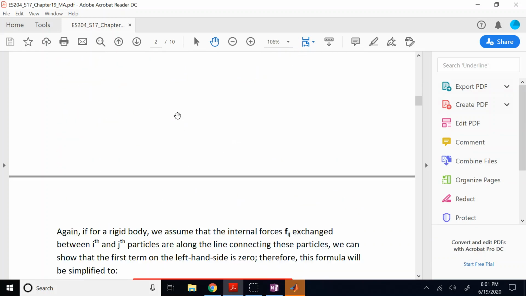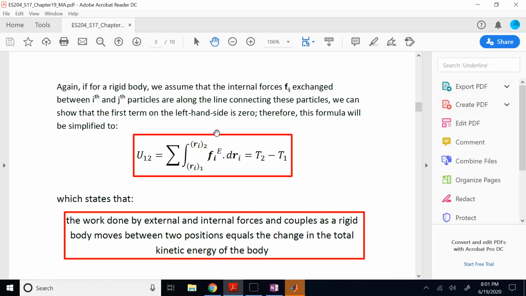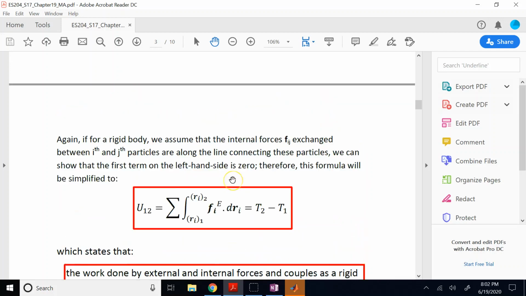So nothing is new. And again, you clearly see that the work energy principle holds for a rigid body as well, because a rigid body is a system of particles. So here it says that the work done by external and internal forces. Okay, so pay attention that it is all of them and couples. As a rigid body moves between two positions is equal to change in its kinetic energy.